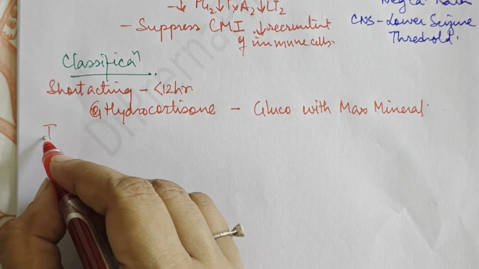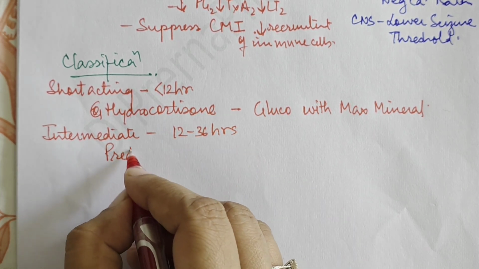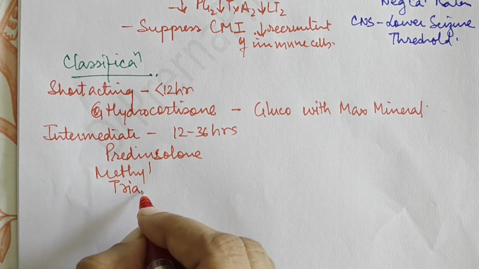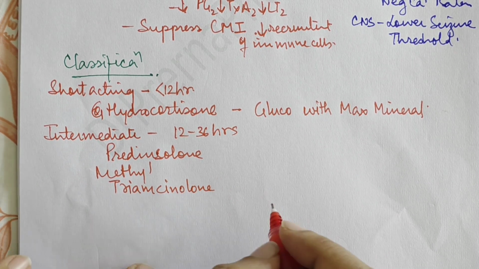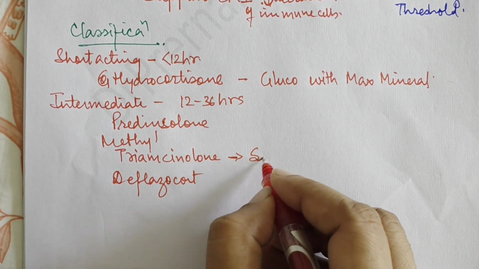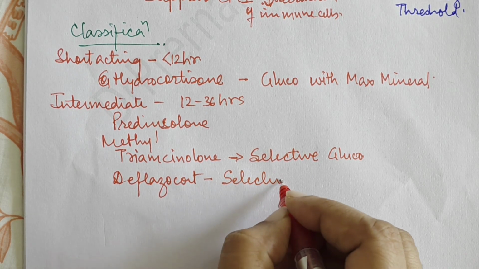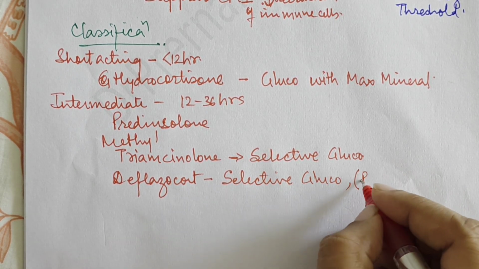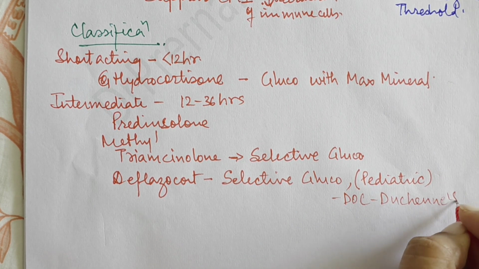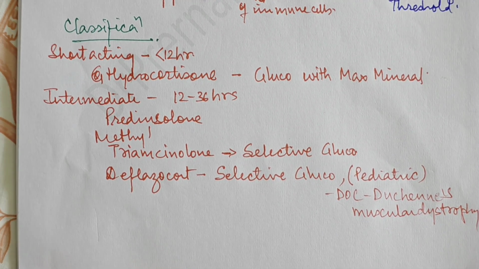Okay. Then we have intermediate acting, which are 12 to 36 hours, and in this we have prednisolone and methylprednisolone and triamcinolone. Apart from that there is a drug which is called deflazacort, right? Now this triamcinolone is a selective glucocorticoid. Deflazacort is a selective glucocorticoid. It has got no mineralocorticoid activity. It is used in pediatric patients, and it is the drug of choice in Duchenne's muscular dystrophy. Okay, so this is deflazacort.